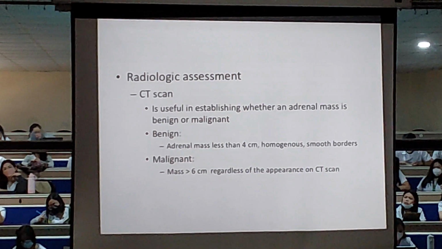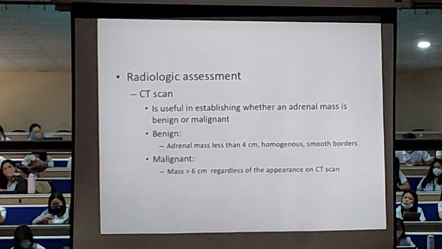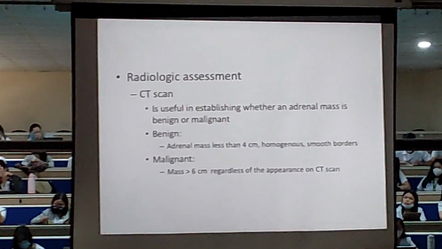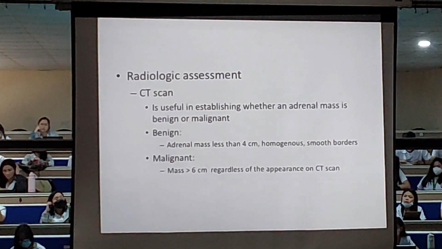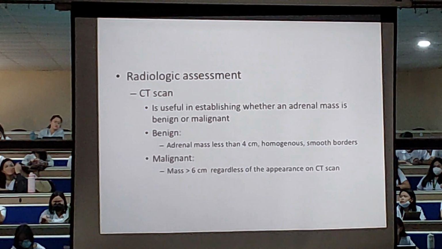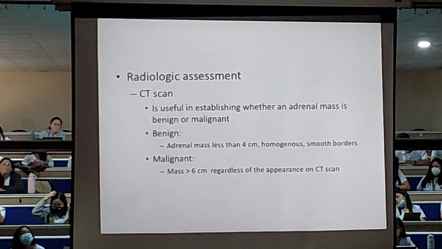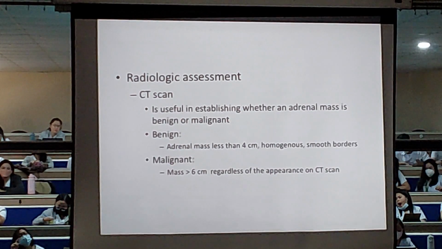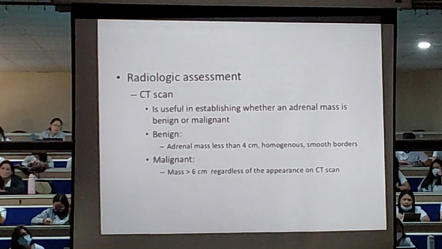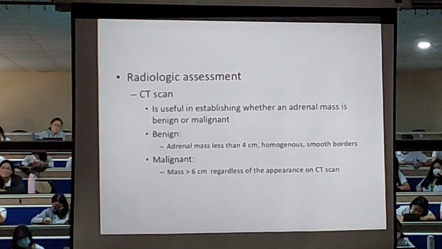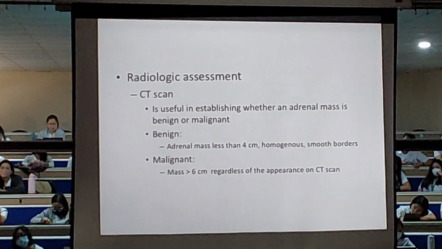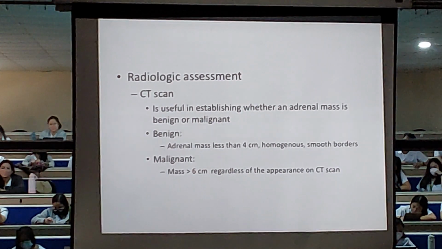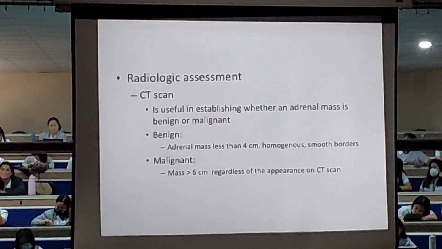It is benign if the adrenal mass is less than 4 cm with homogeneous and smooth borders. If the mass is more than 5 cm, then regardless of the appearance on CT scan, it is highly suspicious that the mass is malignant. In endocrine groups, it is more than 6. So more than 5, it is highly suspicious that the adrenal mass is malignant.